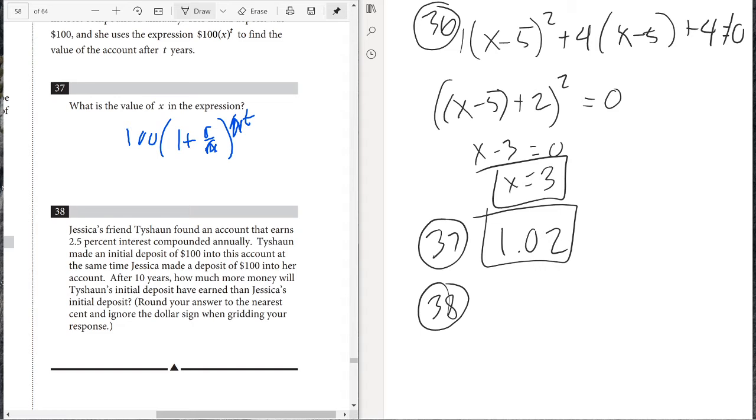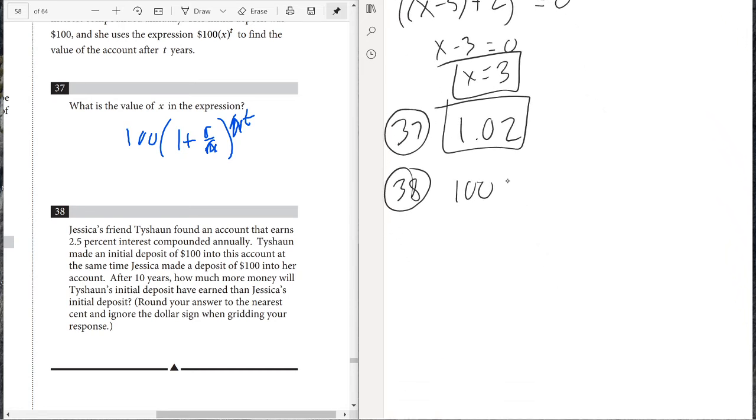Okay, so after 10 years, they're both depositing 100. So 100, let's give ourselves some more space here. Hers was 2%, so 1.02 to the 10th power. And then Tyshawn found one for 2.5%, 1.025, after 10 years. And then we just subtract those two numbers. I'm sure I could probably do something fancy with that, but I'm not going to. I'm just going to type it all in. 100 times 1.025 raised to the 10th power minus 100 times 1.02 to the 10th power.